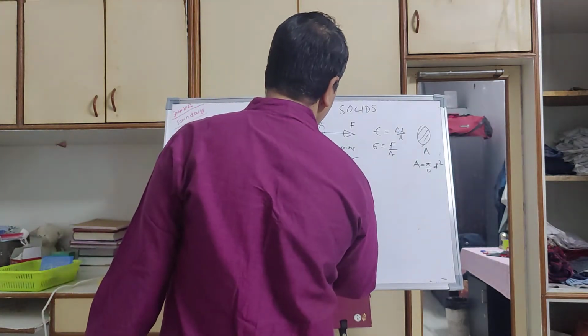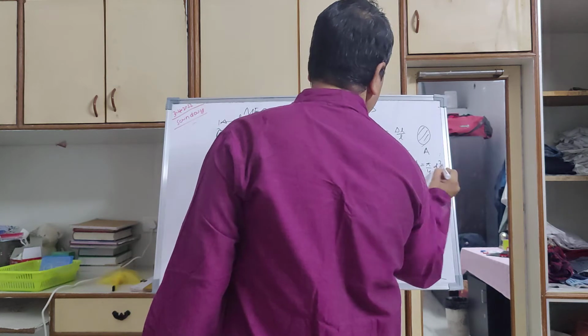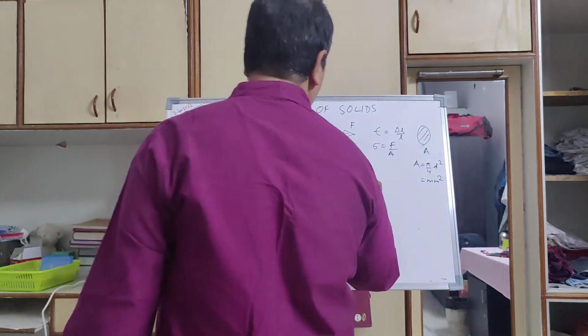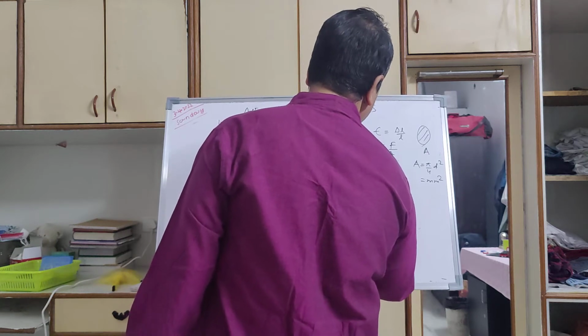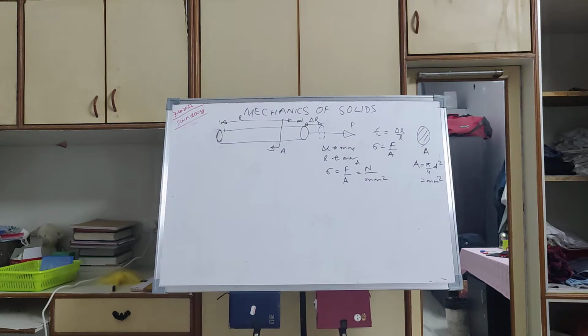But stress is force by area. Area is pi by 4 d square, so the unit will be mm square. The force is always in Newton, so it is Newton per mm square. So why do we use mm? Because in structural applications we measure it in mm, not in meter, because meter is too big a unit to handle. So we measure area in mm square.